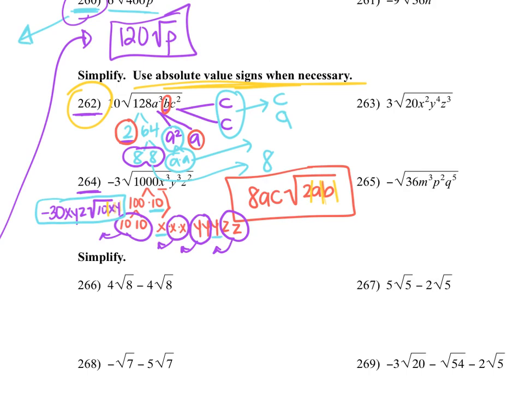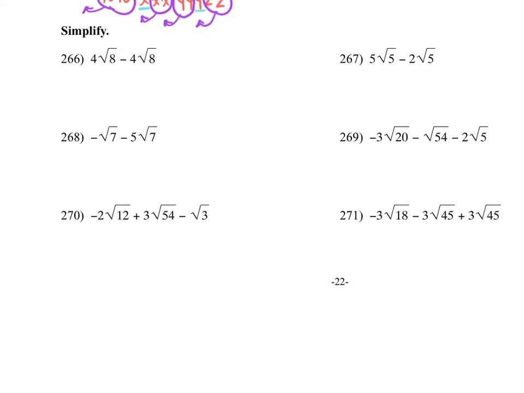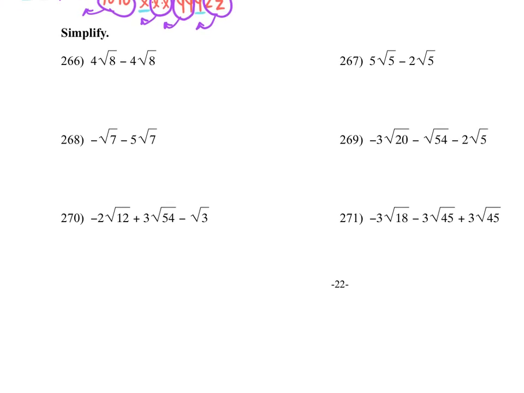Moving on, almost done. All right, so if I move on to the next section, I'm simplifying with square roots. Now the square roots, I want you to make sure you treat them like variables. So if they are the same, you can actually add them. So for example, if I looked at 266, I have a 4 with the square root of 8 and minus 4 square root of 8. They are the same. So that's really like saying 4x minus 4x, which is in fact 0.